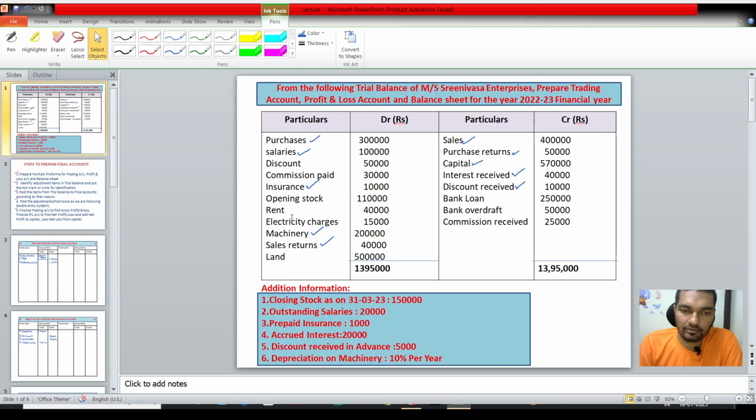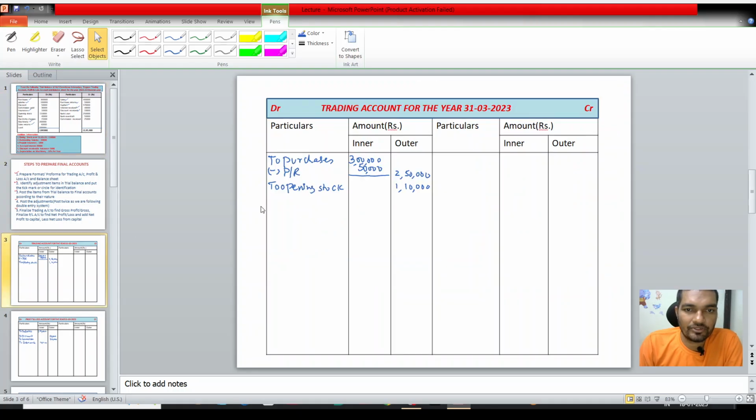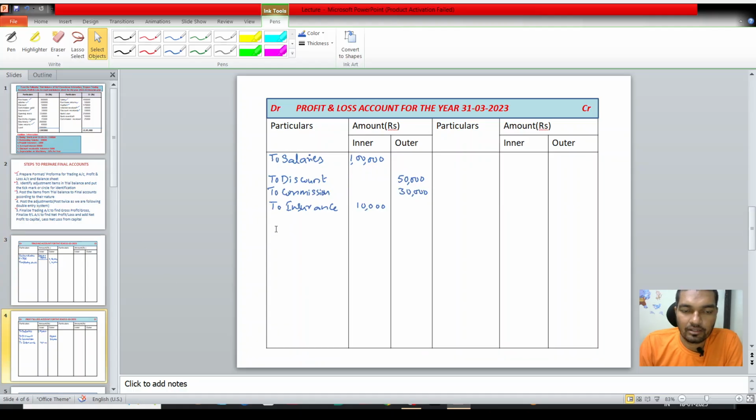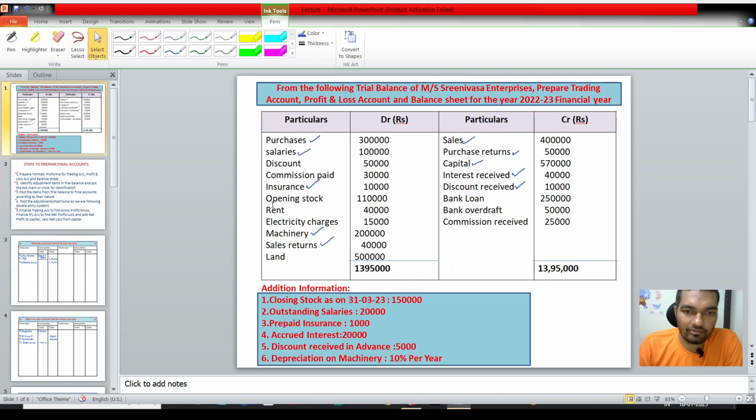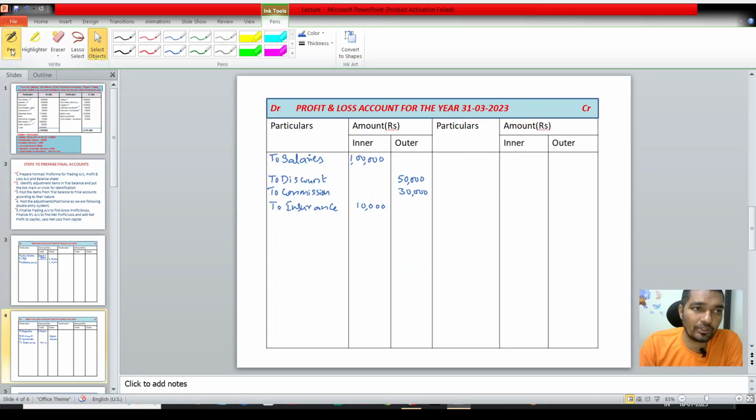So coming to the rent, which is not clearly specified. We pay rent for the factory, and we pay rent for the office building. If factory rent is given, we have to show it on the debit side of the trading account. If office rent or godown rent is given, or a godown rent paid is mentioned in the sum, that will be shown on the P&L account debit side. If nothing is mentioned, there is an ambiguity on this kind of expense, so any such expenses will be shown on the P&L account debit side only.